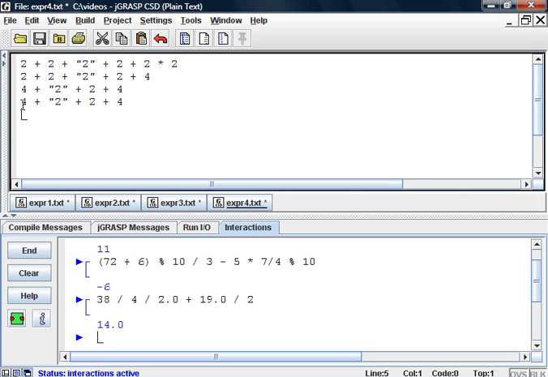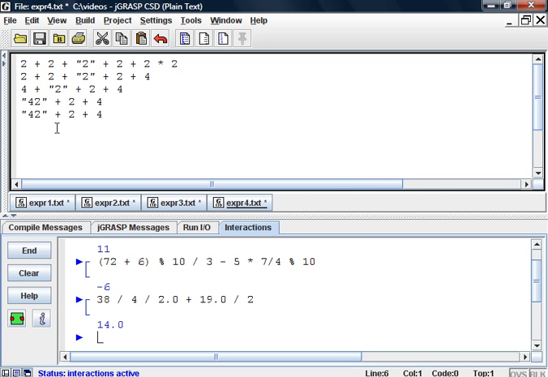Then when we do the next plus operation, the string literal is involved. So we have an int plus a string literal. And when Java sees that combination, it converts the int into a string, and it does string concatenation. So this is turned into the string 42. It evaluates to the string 42.